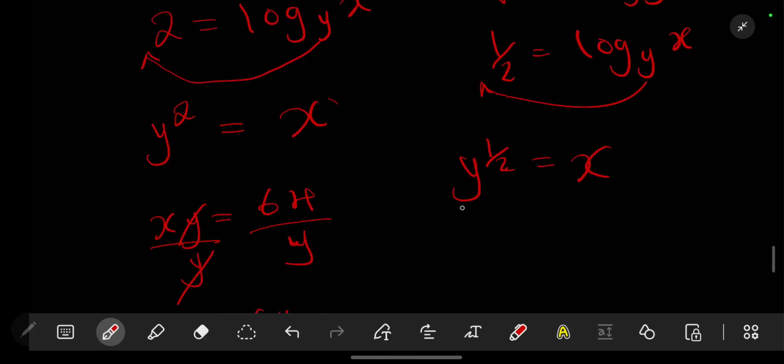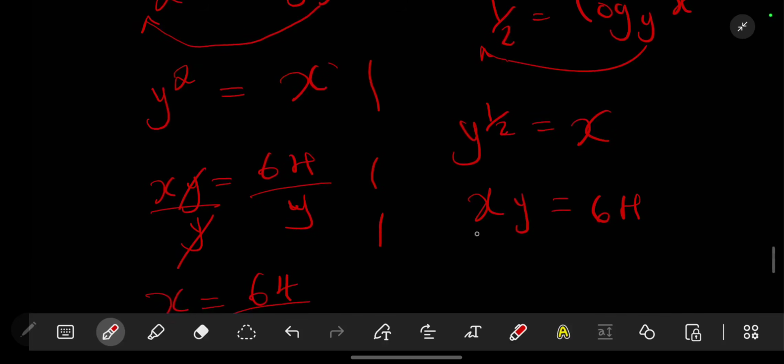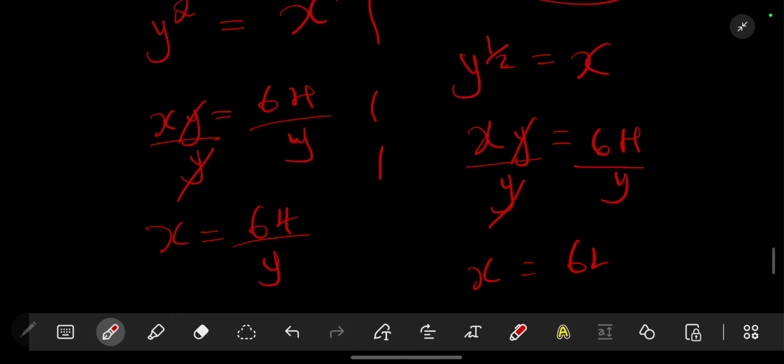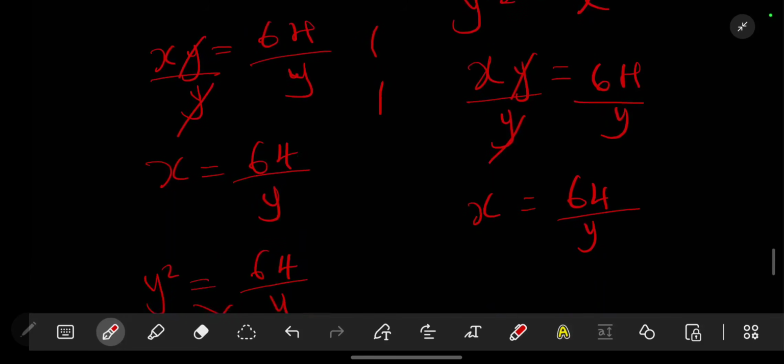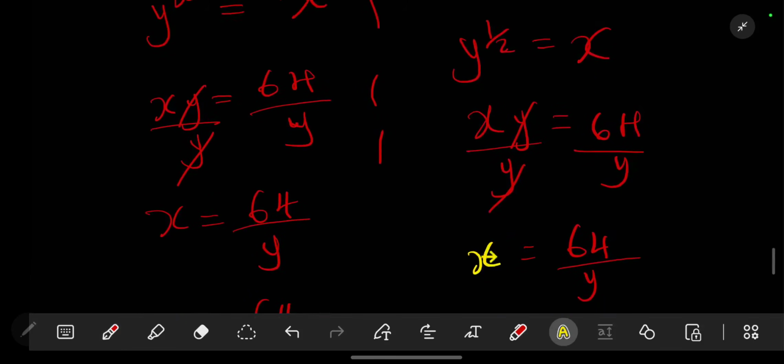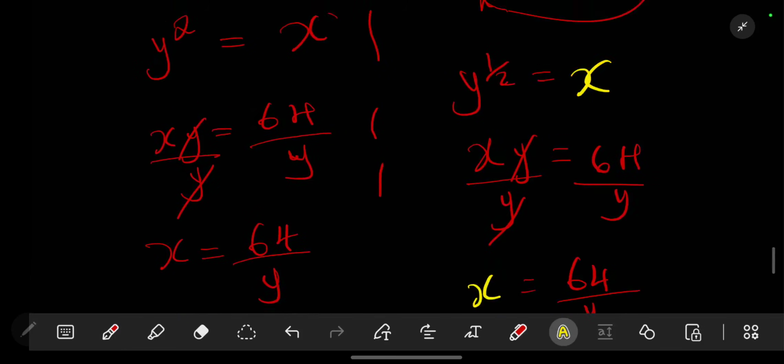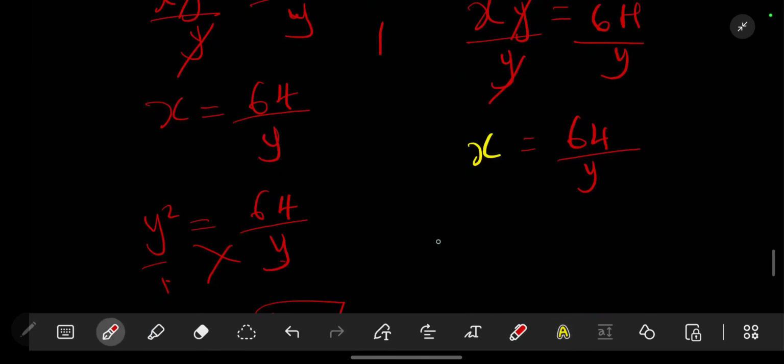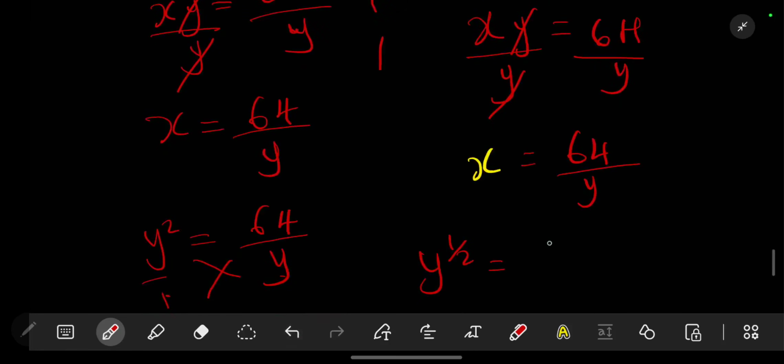Then what we are going to do is compare the two equations. xy should be equal to 64. So making x the subject of the formula, we are going to have x over this. So our x value will be equal to 64 over y. So replace wherever you see x by 64 over y. So you are going to get y to the power half should be equal to 64 over y, like that.